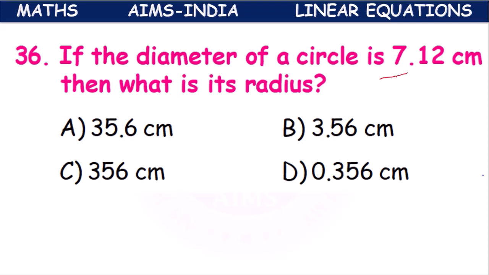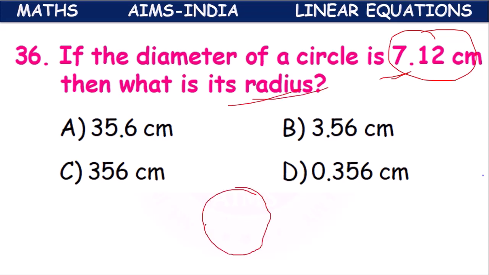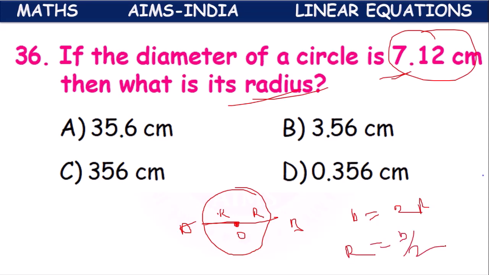If the diameter of a circle is 7.12, then what is the radius? The diameter passes through the center, so this part will be radius, this part will be radius. Diameter equals 2 radius, radius equals diameter by 2, half of the diameter. If diameter is 7.12, then radius is 7.12 by 2, so 3.56.